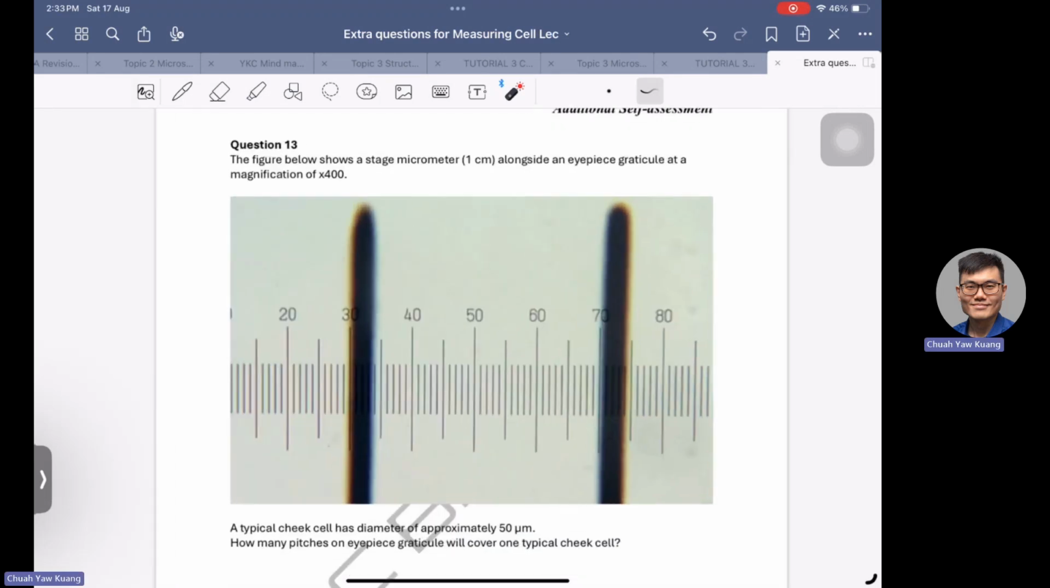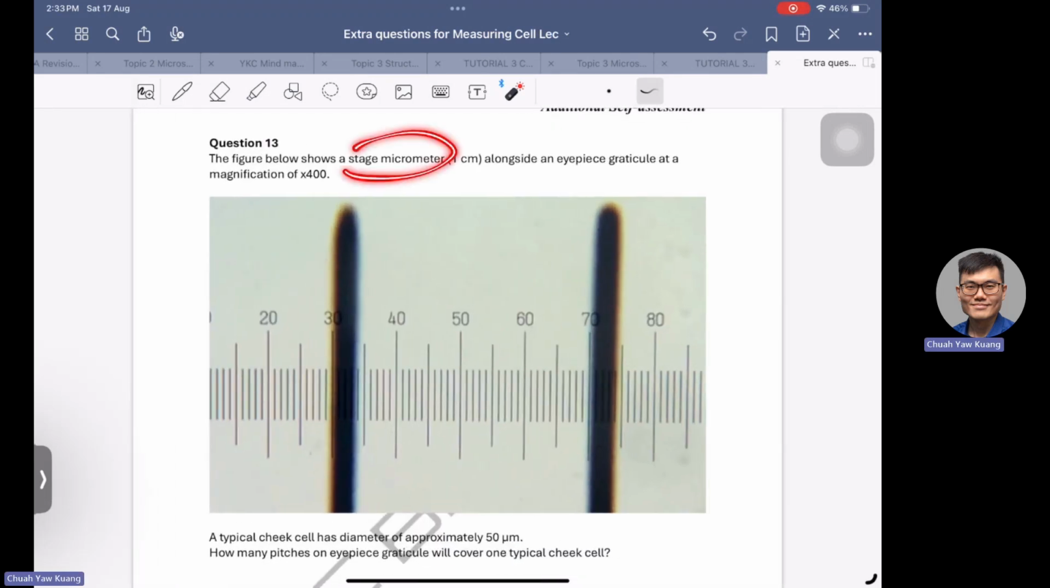Question 13 is showing the stage micrometer and also the eyepiece reticule in the figure. This type of question uses the eyepiece reticule to measure the cell. So it is measuring cell using the eyepiece reticule. To solve this question, we will follow the 3 steps.